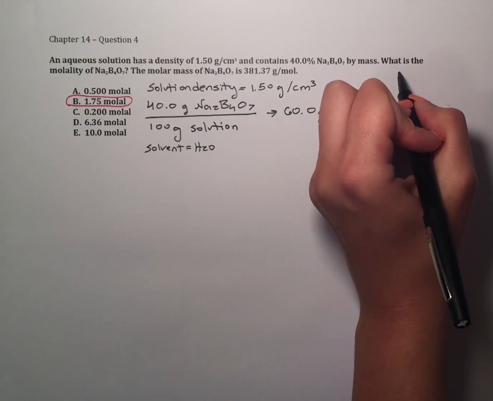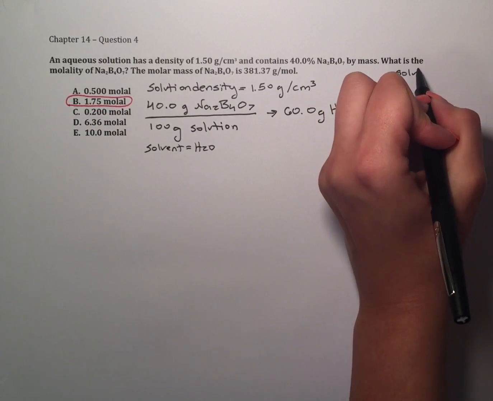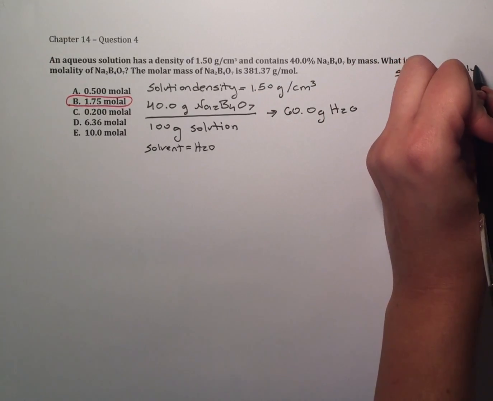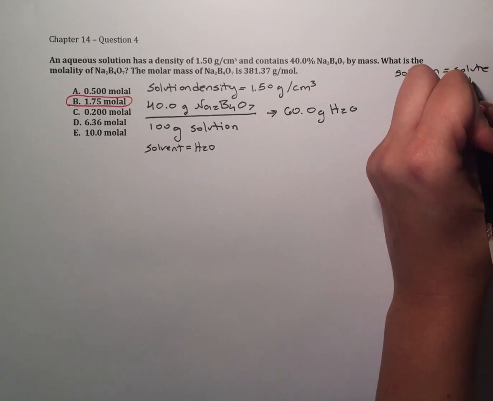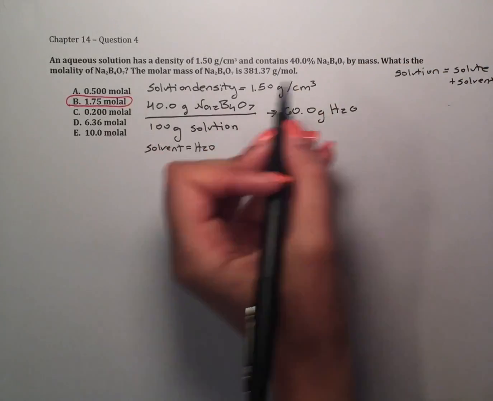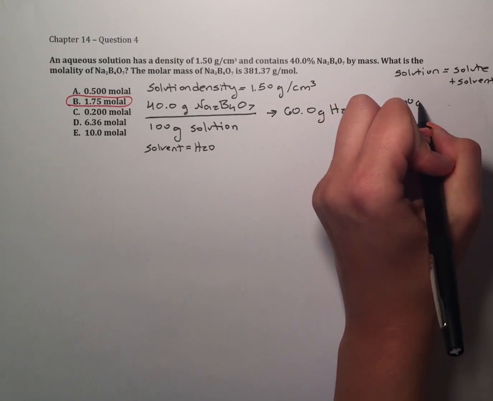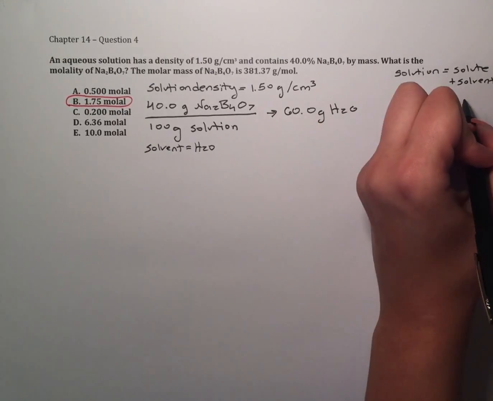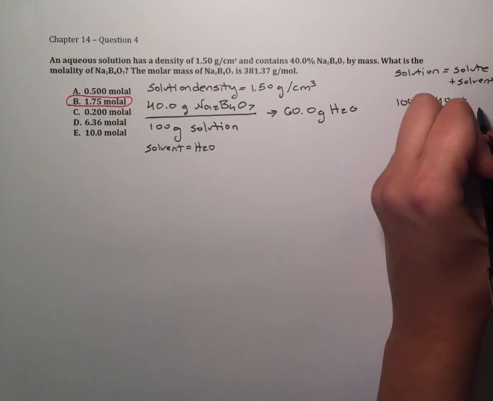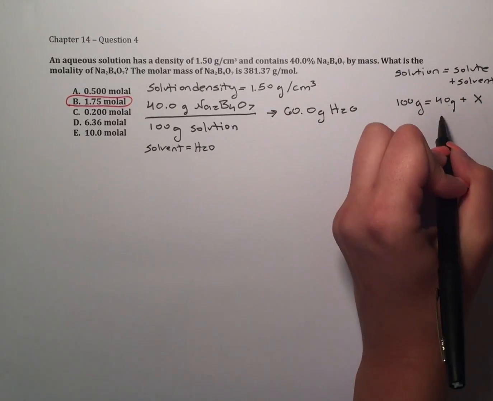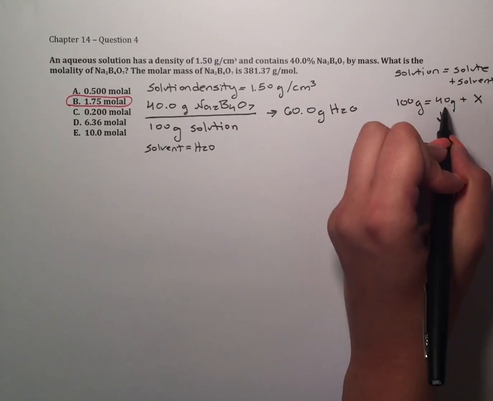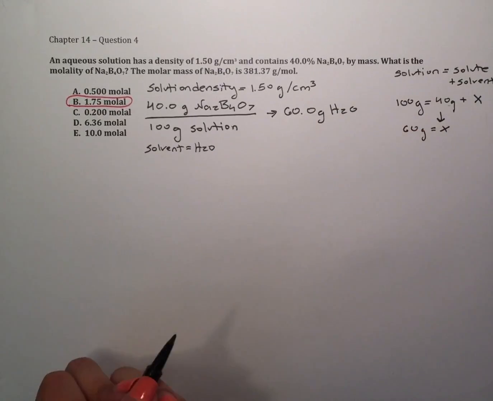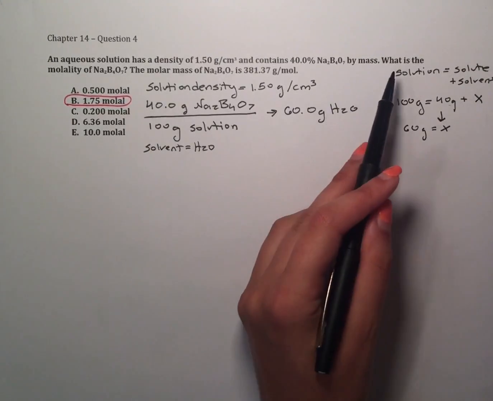So a solution is equal to the solute plus the solvent. We were told our solution was 100 grams. We were told that our solute was 40 grams. And then for our solvent, let's say X. Solving for our solvent, we have 100 minus 40, which is 60, equals X. And that's how you found how many grams of solvent there were. Okay, moving on to the next sentence.